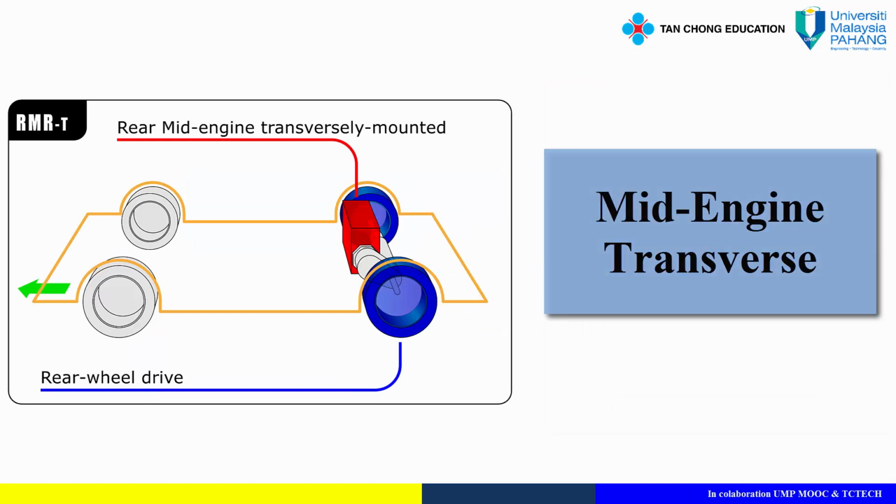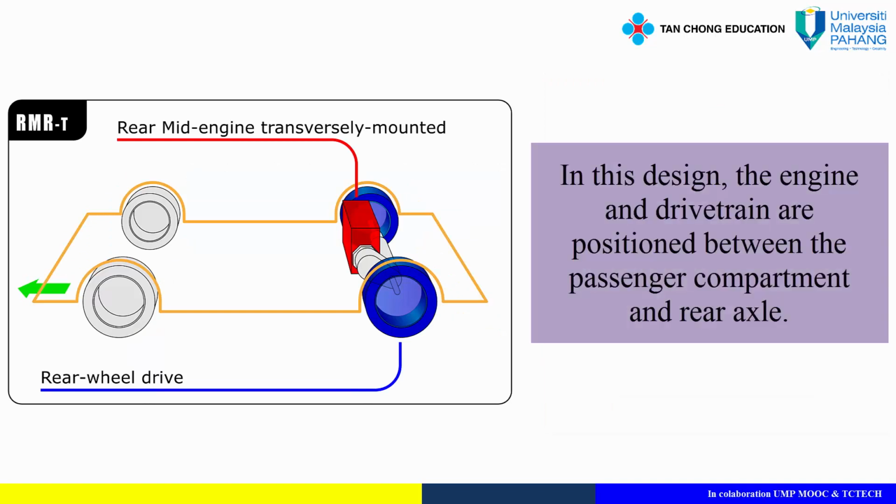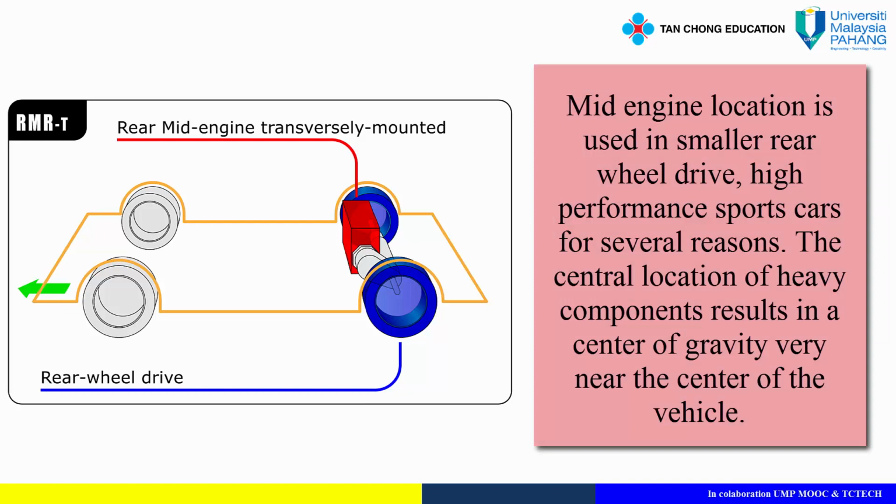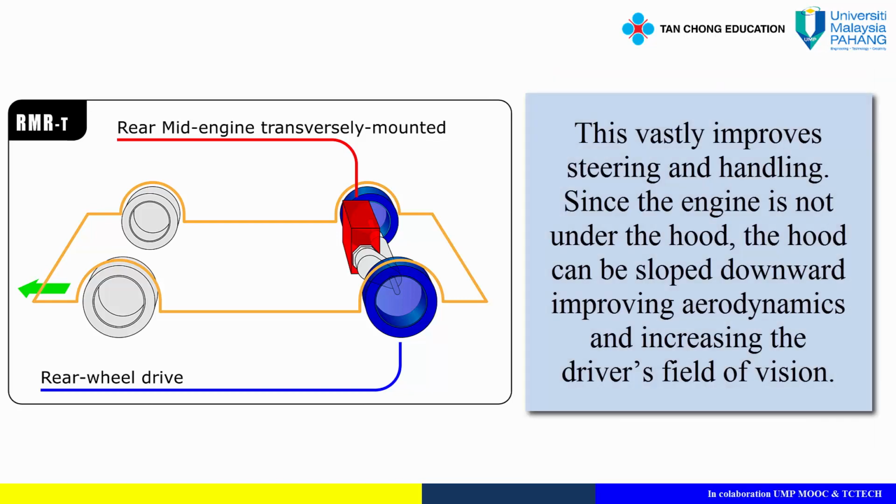Mid-engine transverse. In this design, the engine and drivetrain are positioned between the passenger compartment and rear axle. Mid-engine location is used in smaller, rear-wheel drive, high-performance sports cars for several reasons. The central location of heavy components results in a center of gravity very near the center of the vehicle. This vastly improves steering and handling.